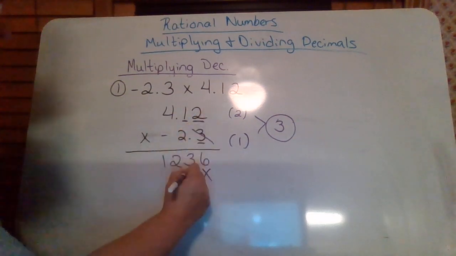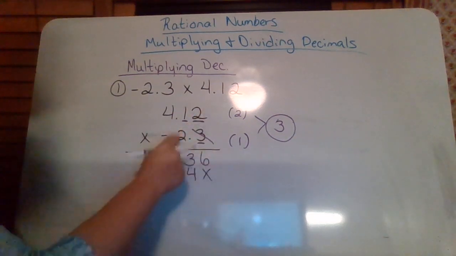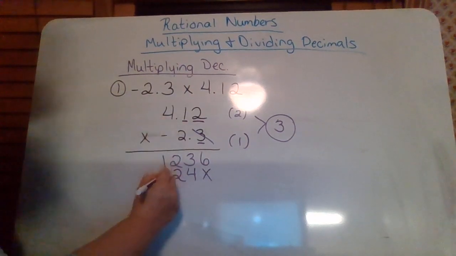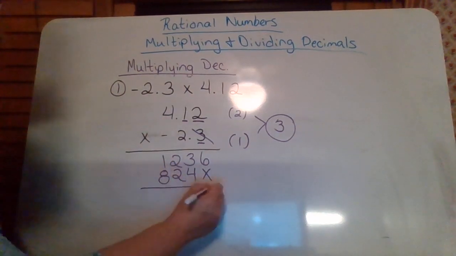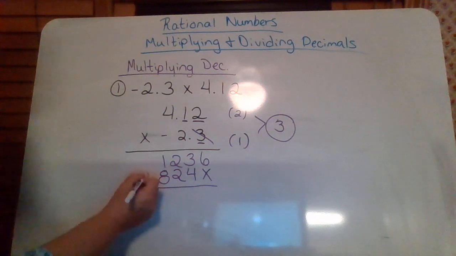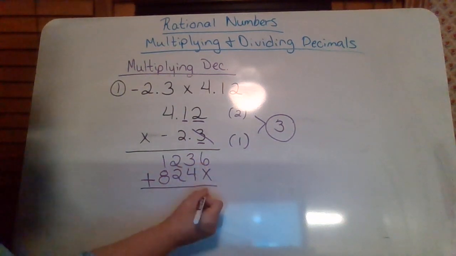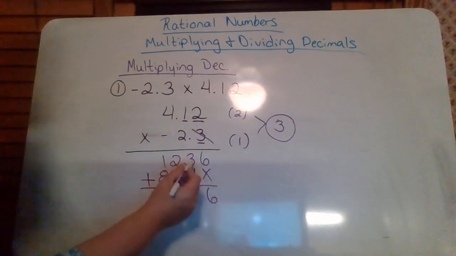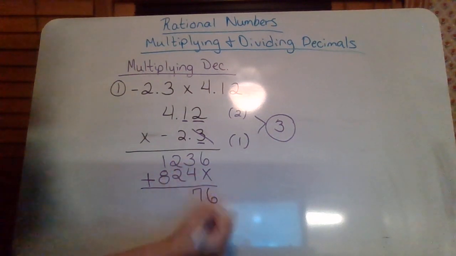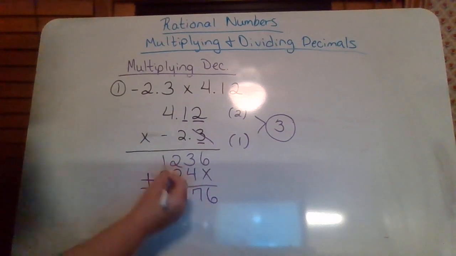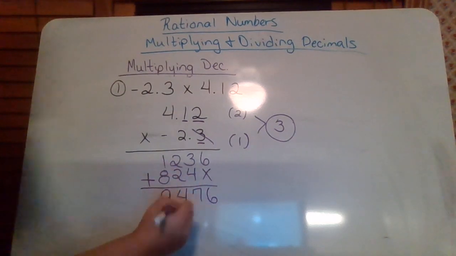2 times 2 is 4. 2 times 1 is 2. 2 times 4 is 8. And we're going to add these numbers. 6 and nothing is 6. 3 and 4 is 7. 2 and 2 is 4. 1 and 8 is 9.